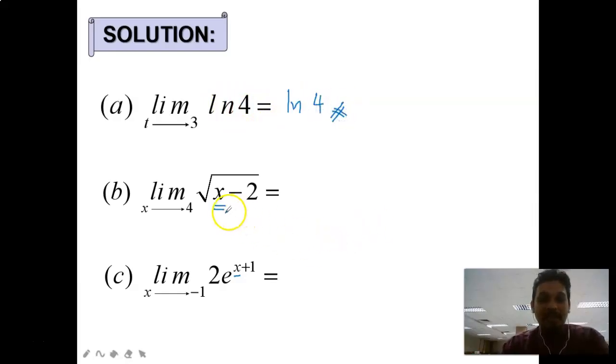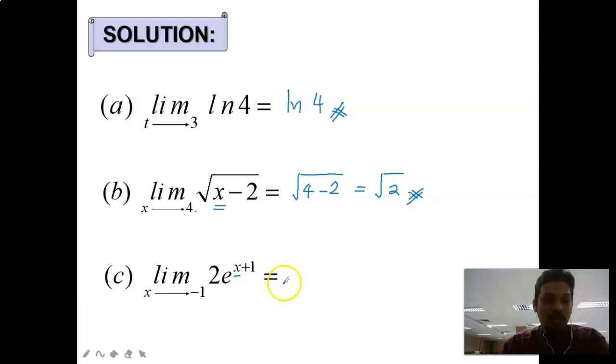Next one. If we substitute the value of x with 4 into the function, square root of x minus 2, even if it's equal to 0, 0 is still a value. So we can simply substitute the value of x into the function, which is square root of 4 minus 2, equal to square root of 2.